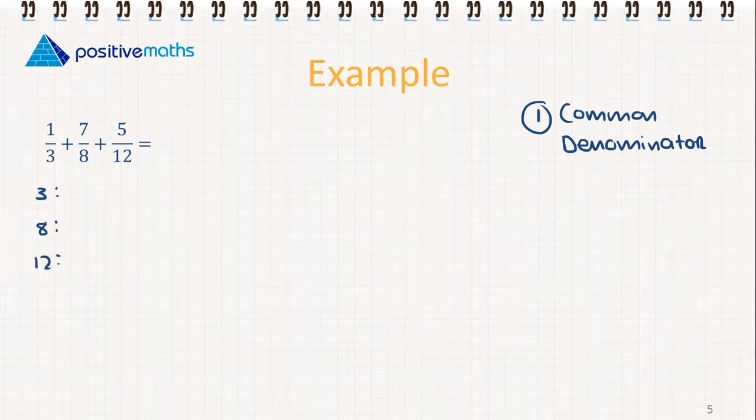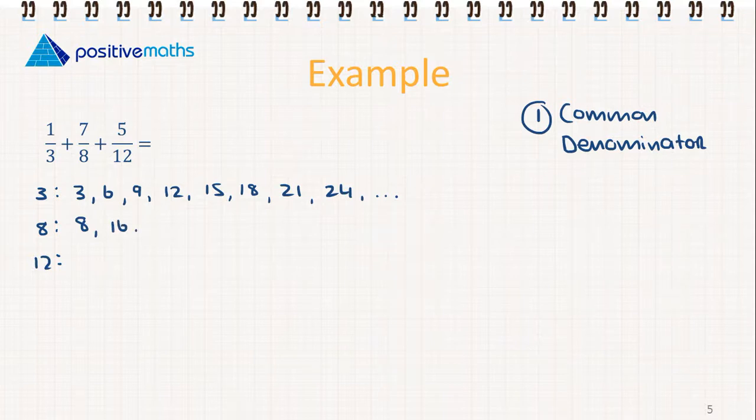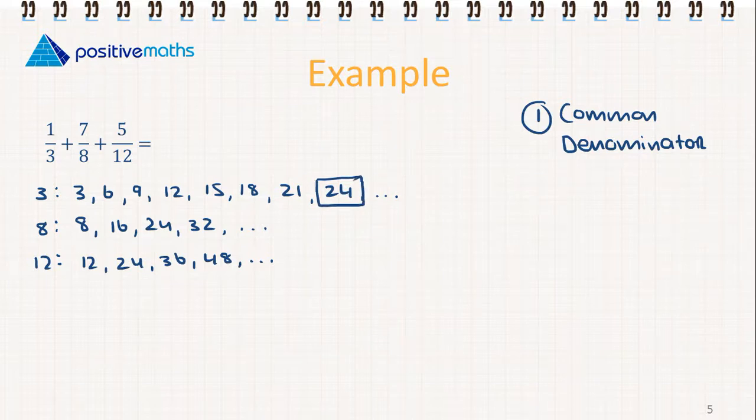Okay, so we have 3, 6, 9, 12, 15, 18, 21, 24, and so on. We have 8, 16, 24, 32, and so on. And we have 12, 24, 36, 48, and so on. So we need to find the lowest number that is common to all three lines, which we should be able to see is 24. So 24 is going to be our new common denominator.